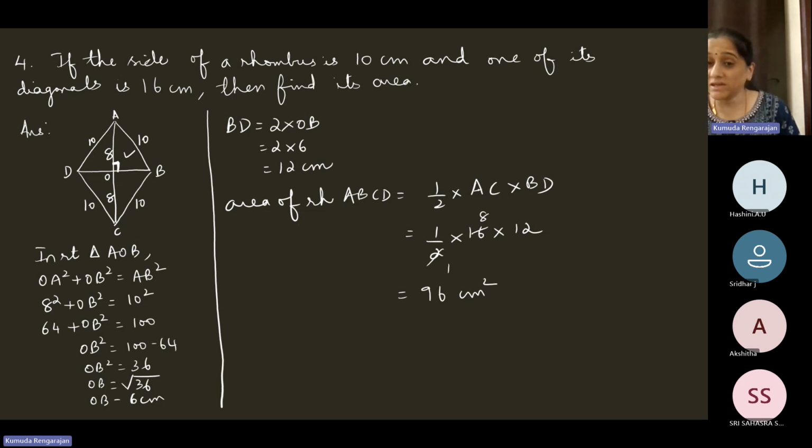Write it like this, so that you won't make a mistake. You can put this 6 also for D2. And that's why you should write it as half into D1, that is AC, D2, that is BD. So what is AC? Because by mistake you should not put 8. What is AC? 16. What is BD? 12. And 96 is the area. All right. Very simple question.